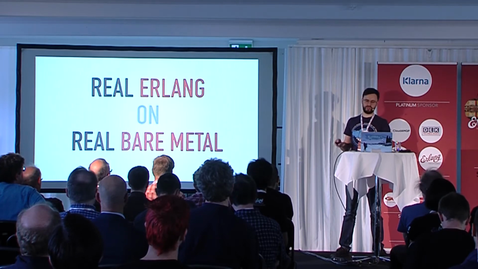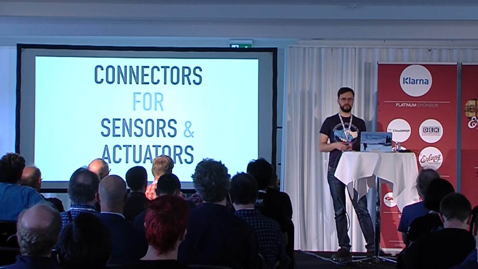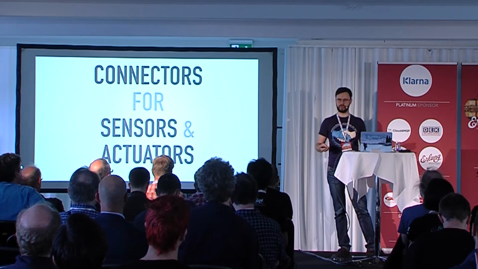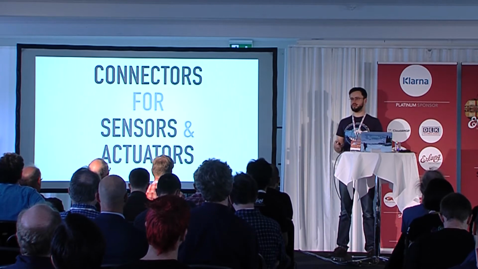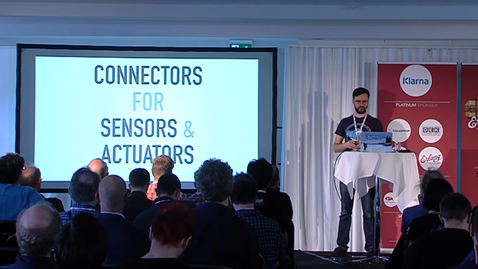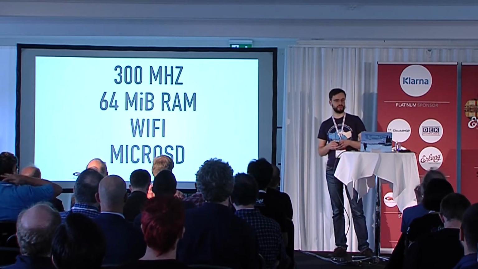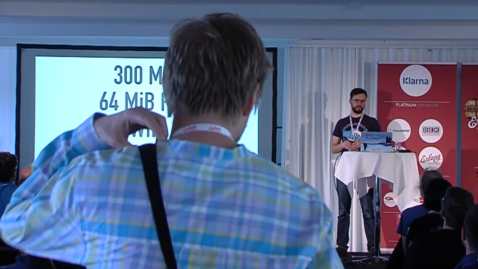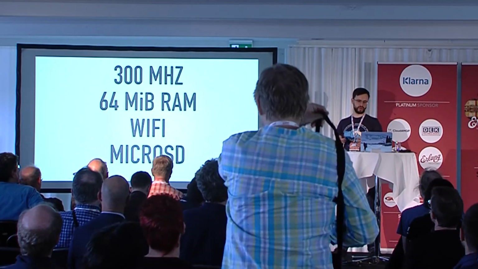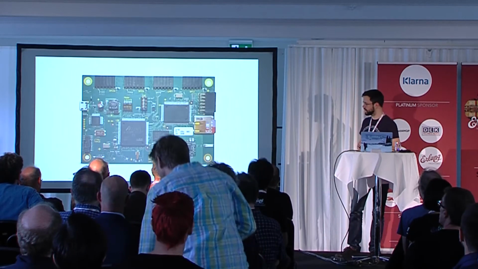So this is the board itself, and we couple this together with connectors for different sensors and actuators, so you can actually interface with the real world. And we want to build lots of drivers for this, so you can build Erlang applications that use all these components. So the specifications themselves: it's a 300 megahertz processor, 64 megabytes of RAM, built-in Wi-Fi, and MicroSD for storage. So I'll explain them all a bit more in detail.